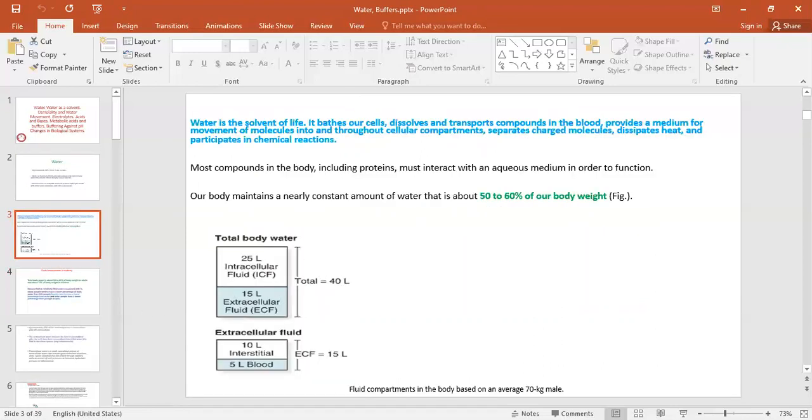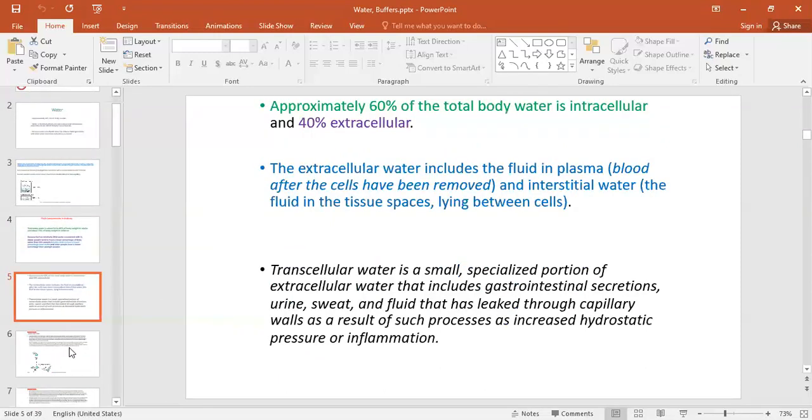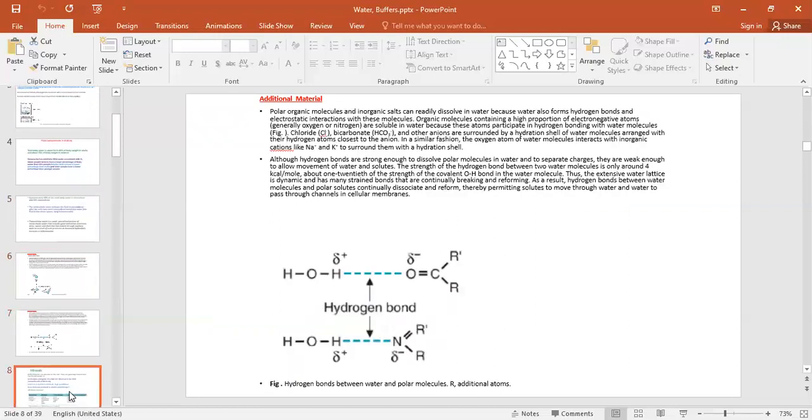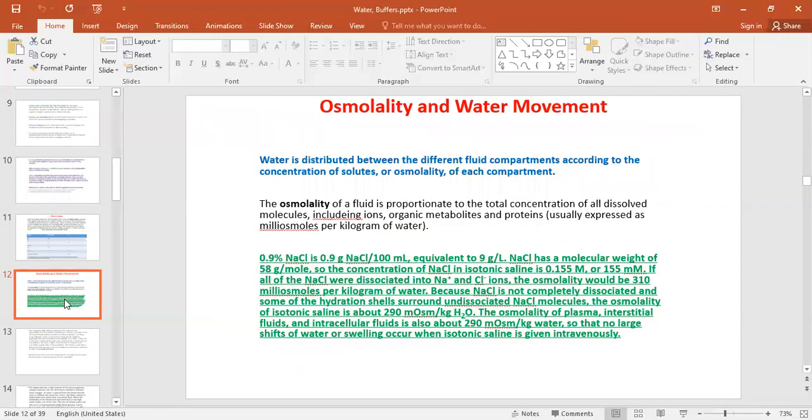And that, read and learn, please, this figure. So now let's go on to discussion of water. Osmolality and water movement.